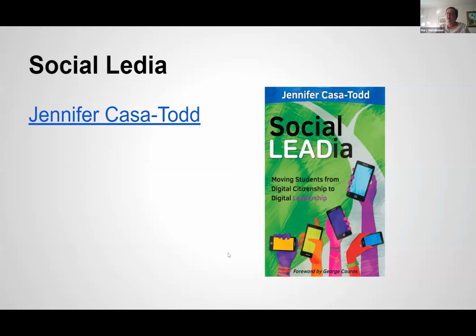This is another book that I really enjoyed, Social Media, and Jennifer Casa-Todd talks in her book a lot about having kids just move from basic digital citizenship knowledge to actually being digital leaders online. And that fits in with that whole ISTE idea that I shared with you about helping kids use social media for the public good, not just for connecting with each other, but there's many social problems and things that can be moved ahead with social media. So this is a good piece of reading for you as well.